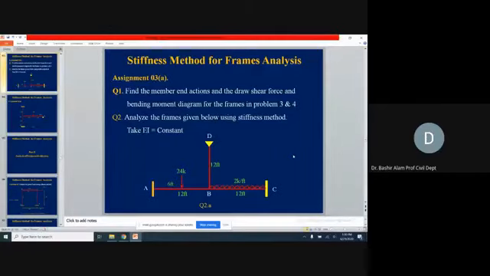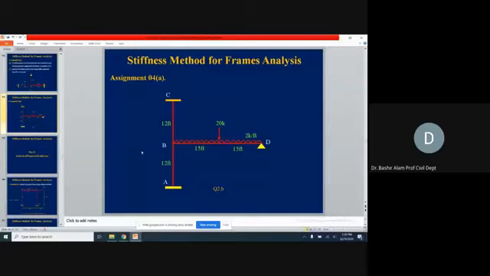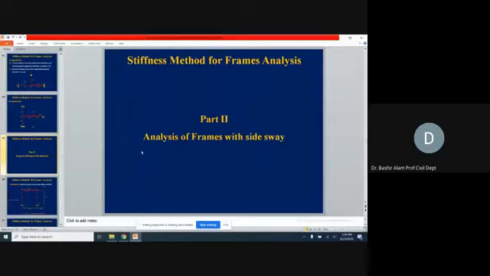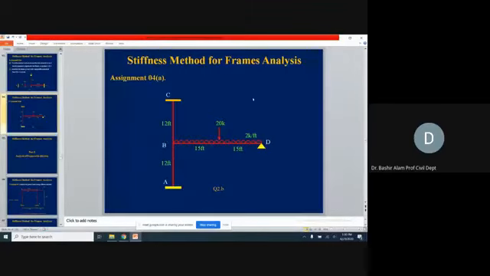So we have question number 1, assignment number 3A. So in 3A we have question 1, and then in assignment 4A we have this problem, and you will be solving this problem also.